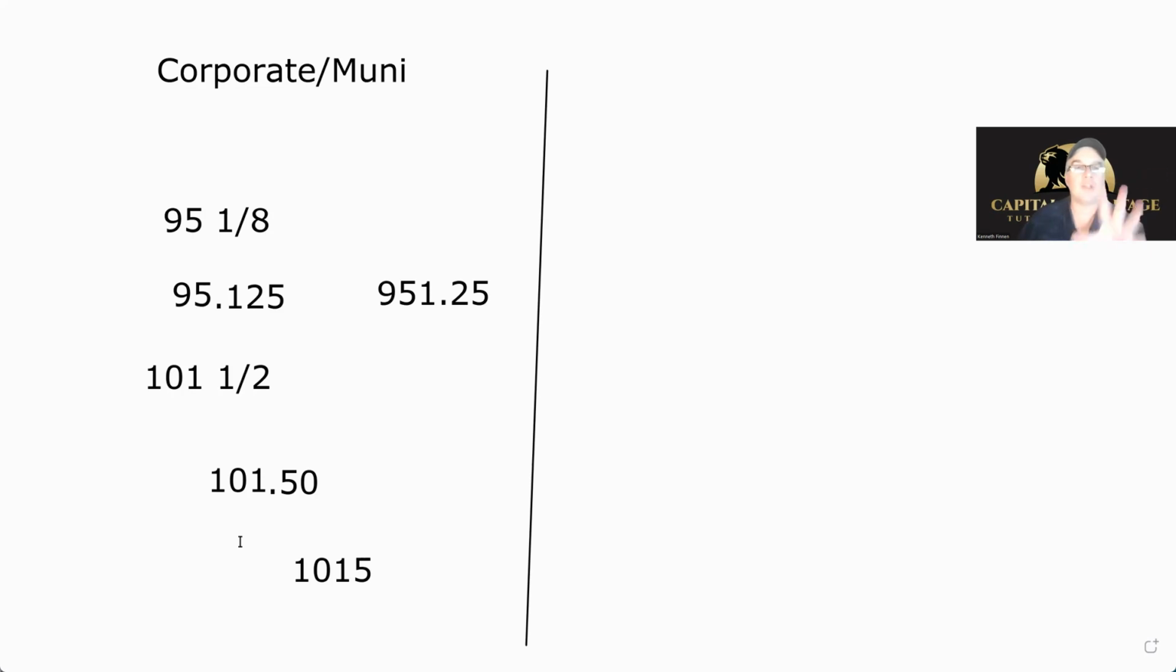So corporates and munis are always an eighth, a quarter, 3/8, a half, 5/8, 3/4, 7/8, the full, right? So it's either going to be a number like 90. You might just see 95 by itself, which is 950, and you add the fraction onto it, and that's all you're doing. That's the corporate side.